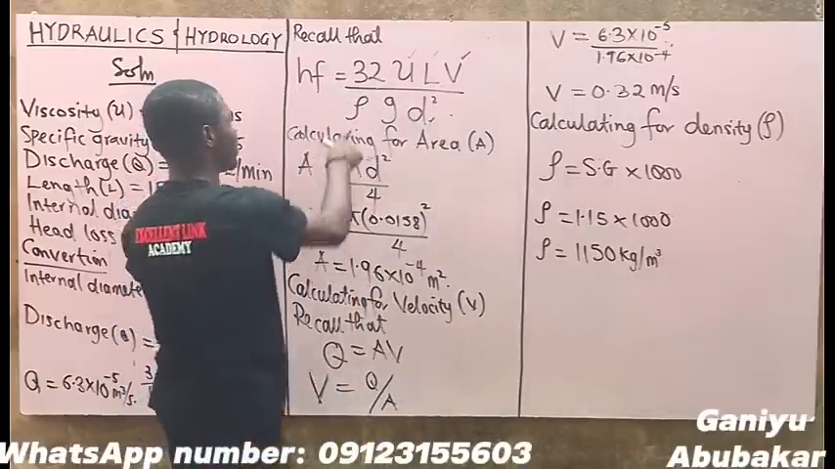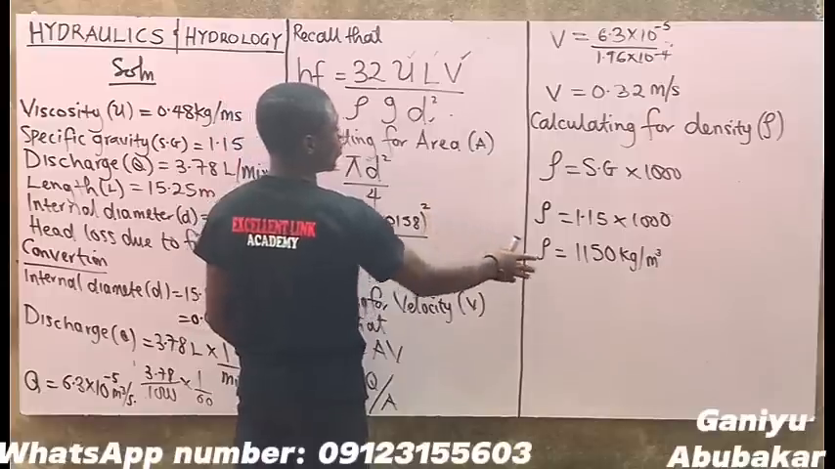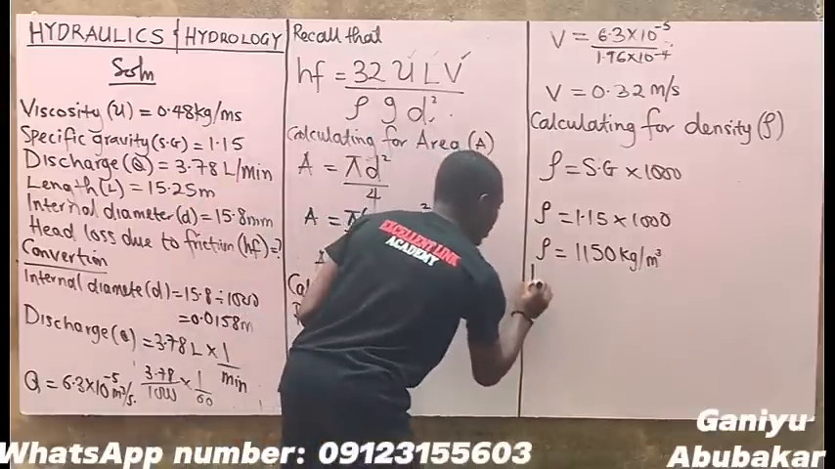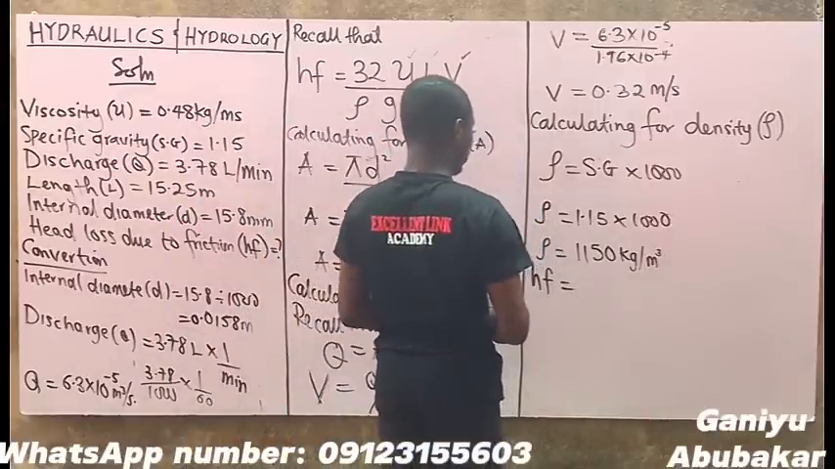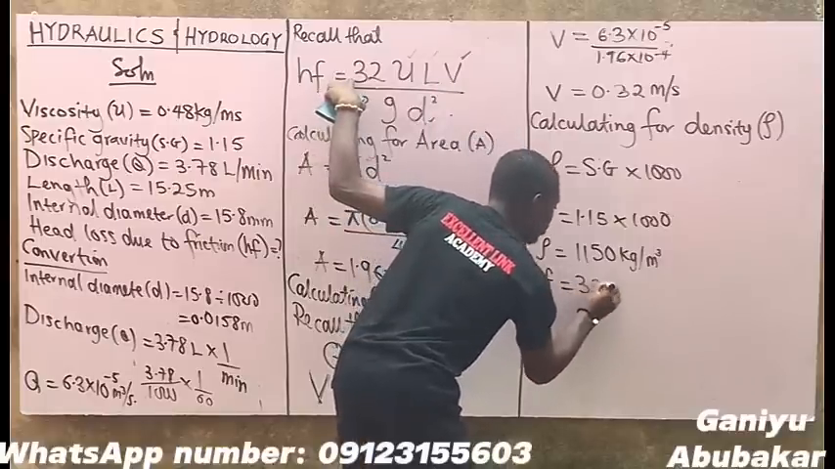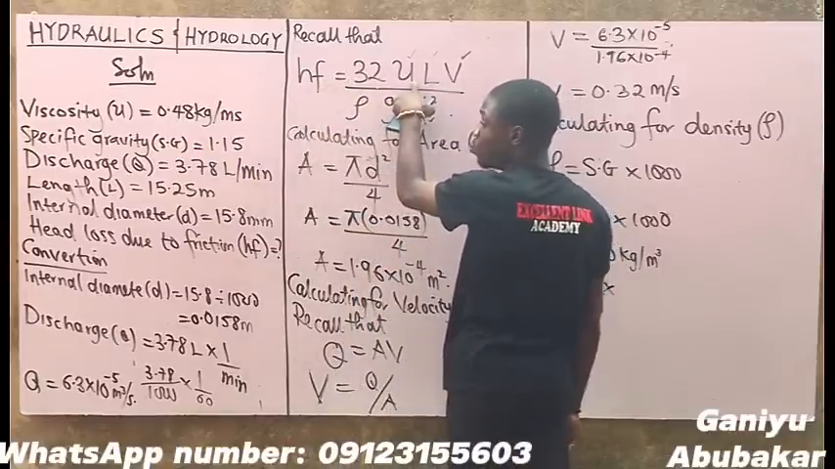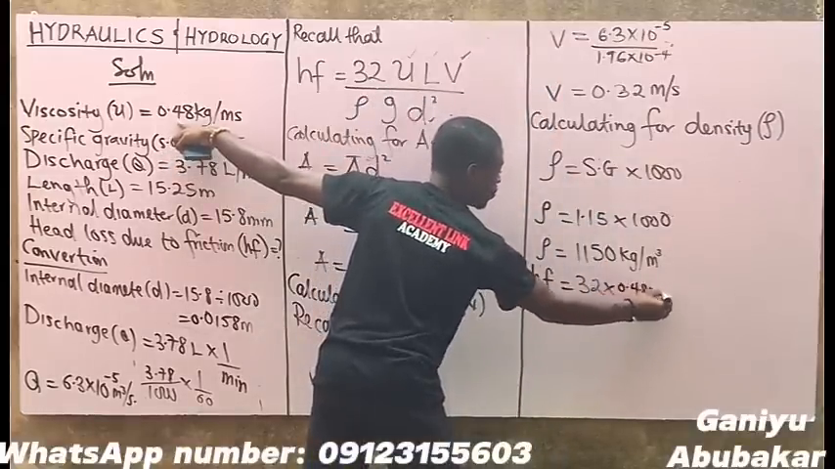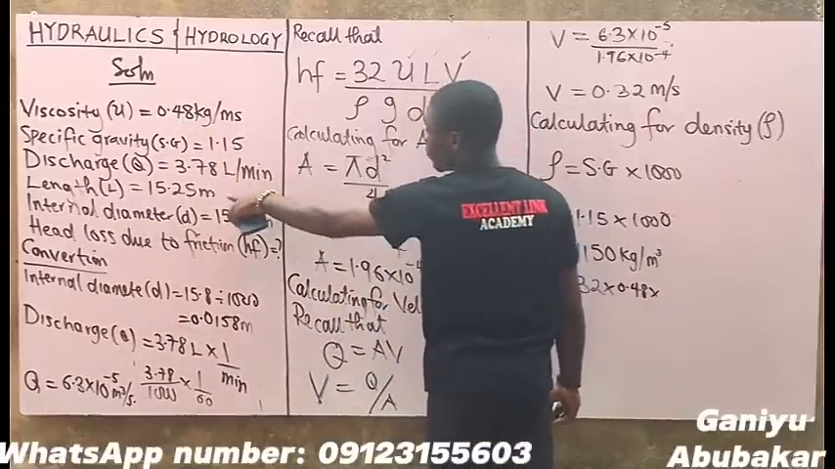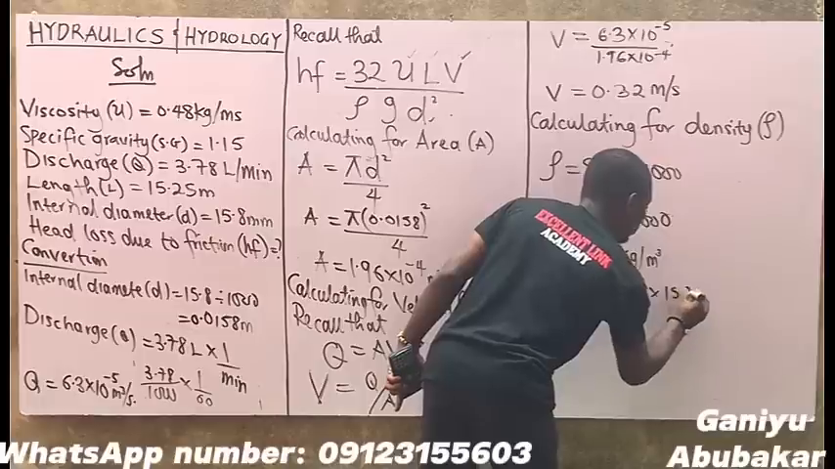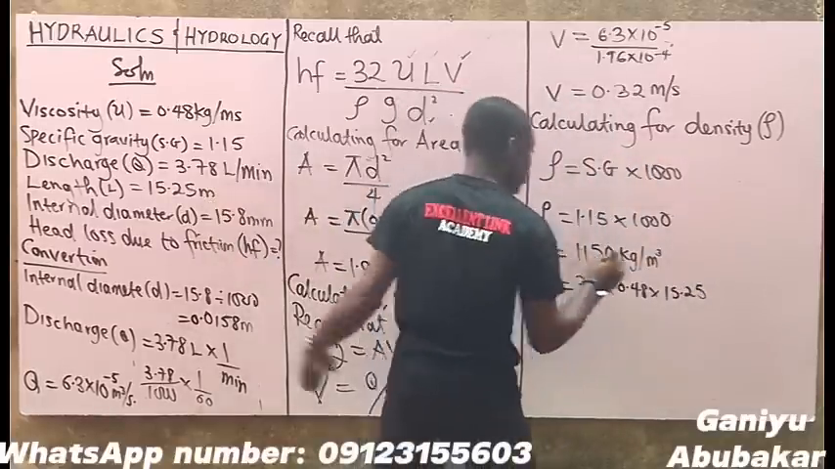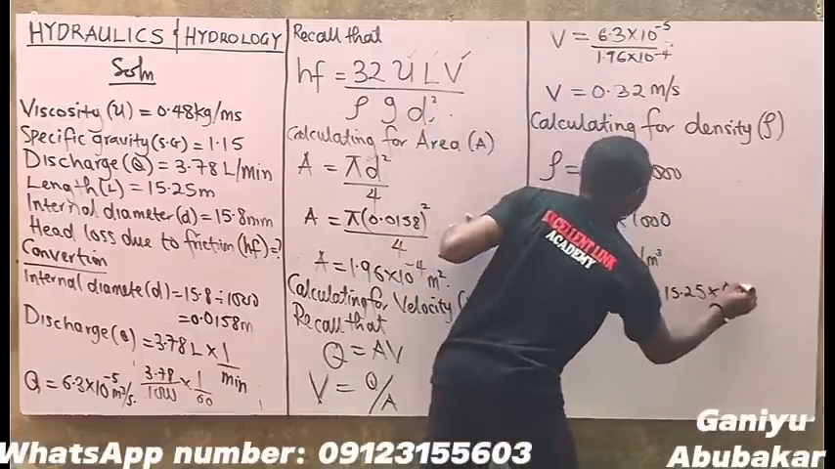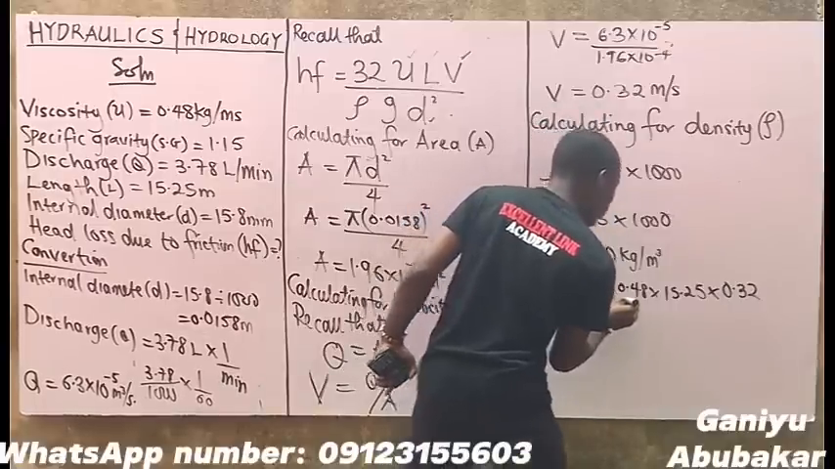So it means that now I know density and I know velocity. I can now look for my HF, head loss due to friction. So from here, HF, head loss due to friction, is equal to 32 multiplied by viscosity, that's mu, anyhow you call it. That's 0.48. Multiply this by length. What's my length? That's 15.25. I'm correct? Yes. Multiply that one by velocity. What's my velocity here? I have 0.32.